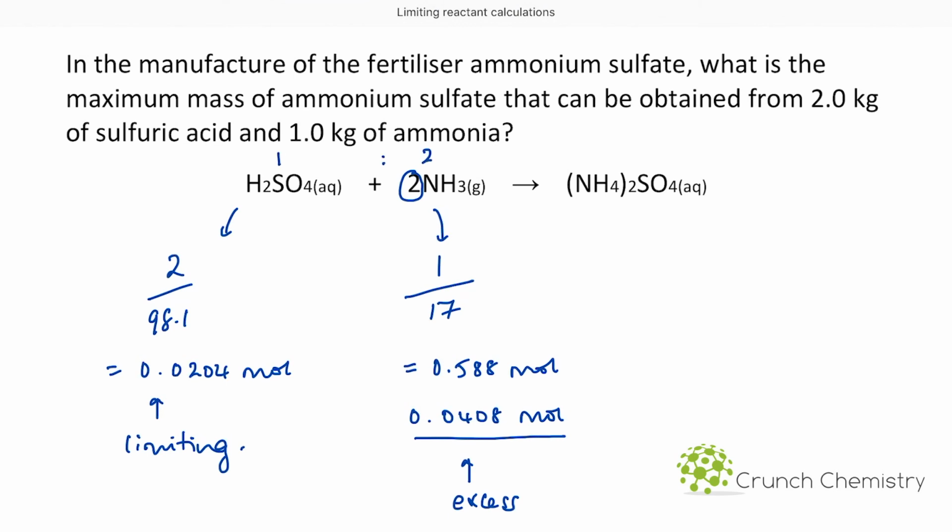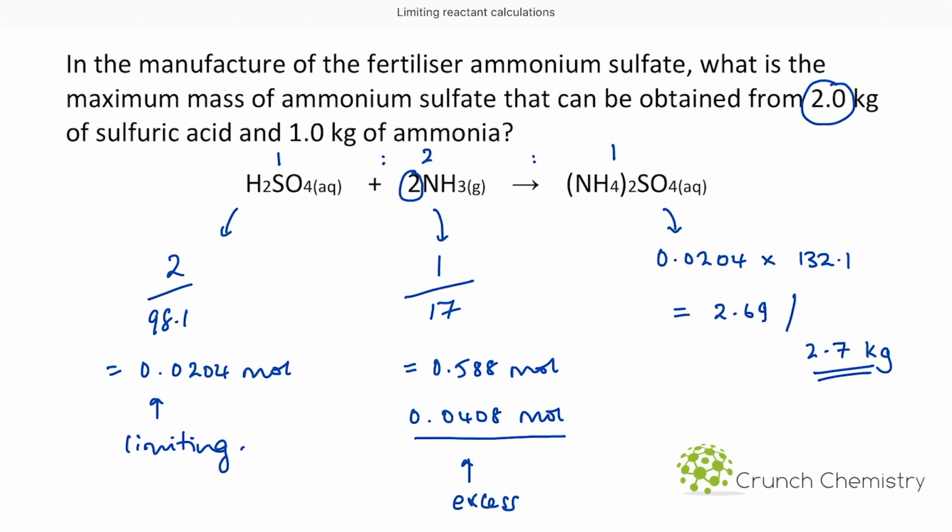So I can see straight away here, that was a 1-to-2 ratio, but to the ammonium sulfate is a 1-to-1 ratio. So how much ammonium sulfate am I going to make? Well, number of moles, 0.0204, multiplied by the molar mass, which is 132.1, and that comes out to 2.69, 2.7, and we were in kilograms, so I need to remember that my units were in kilograms. I've rounded it up to 2.7 because the information given in the question was to 2 significant figures, so it makes sense to round my answer to 2 significant figures. Easy.